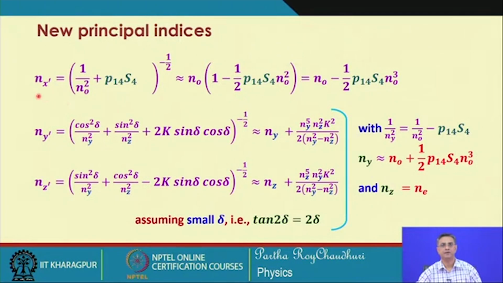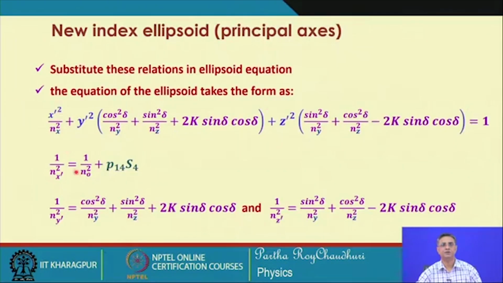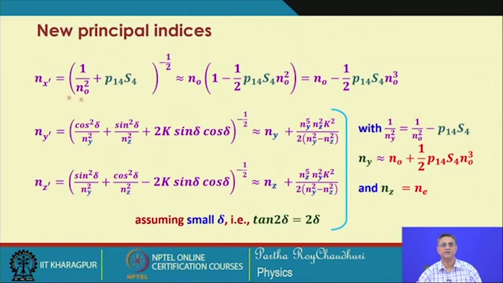These are very straightforward and a direct outcome of substitution of y and z by the y dash and z dash equations. Therefore, from the first one, it directly gives you this relation: n x dash equal to this to the power of half, and making a binomial expansion, because P 1 4 S 4 is a small quantity, we can write it, and this example we have seen earlier. We will remember this, and when we apply this diagonalization of the matrix, we will end up with this equation, and this one is a little involved expression for n y dash and n z dash.